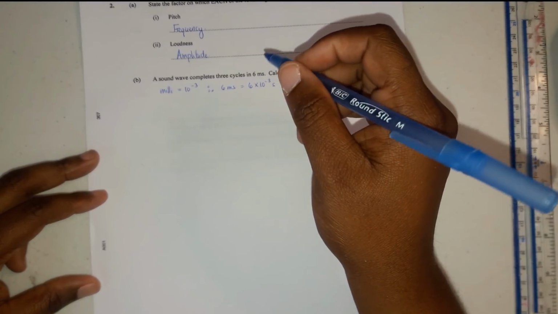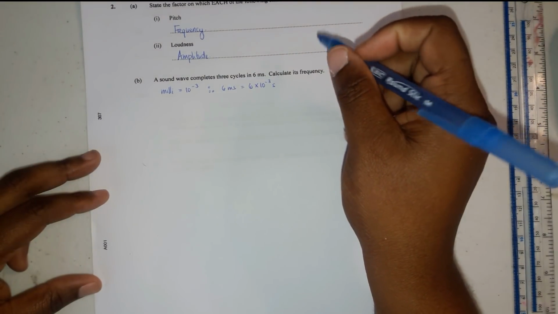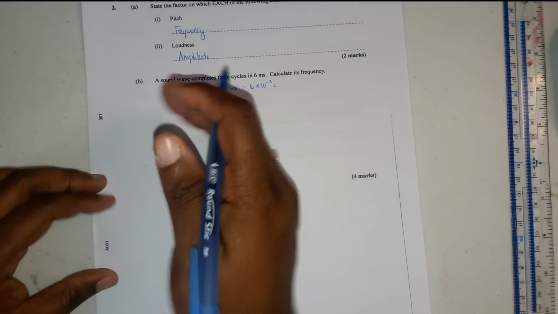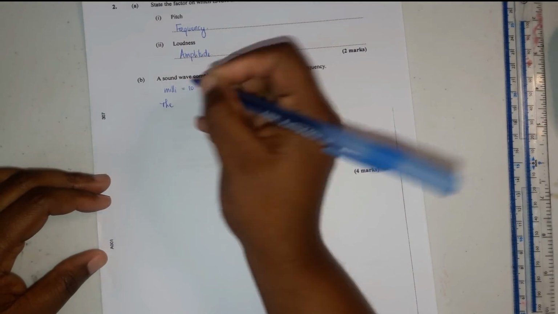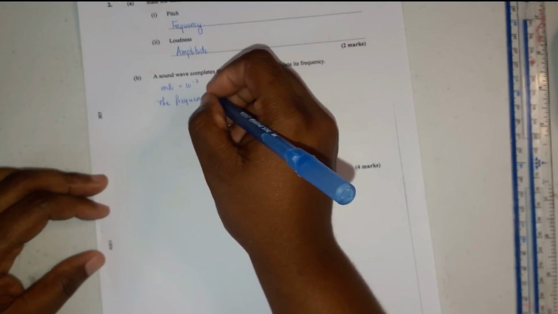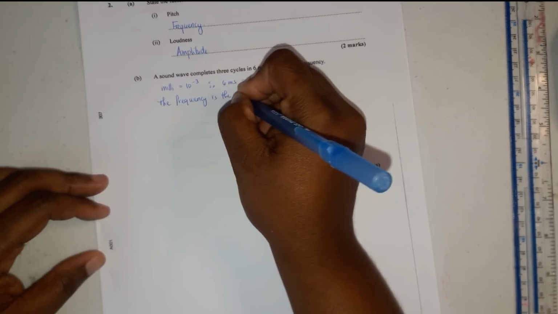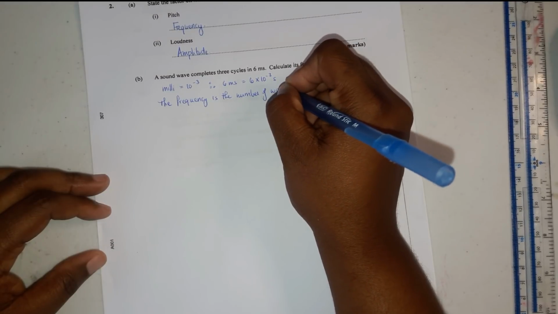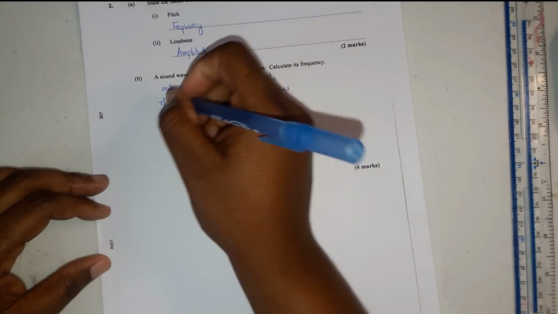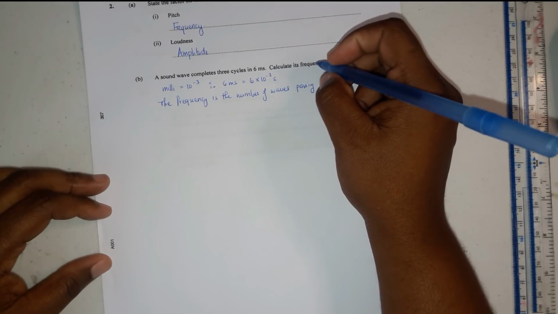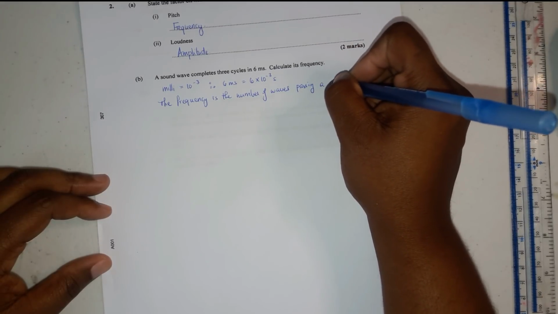Now, if you know the definition for frequency, you'll be able to answer this question properly. Frequency, we don't need to write this, but I'm just writing it for you. So the frequency is the number of waves passing a point each second.